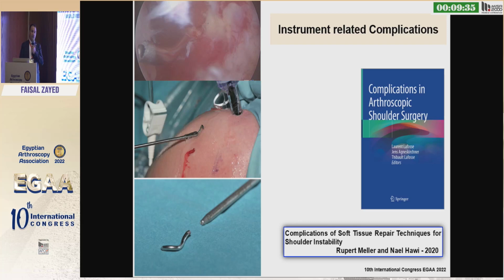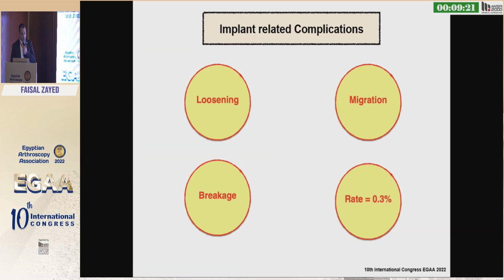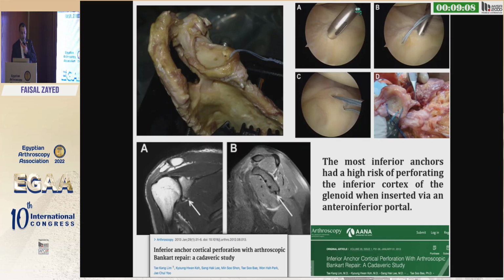There are a lot of instrument-related complications, like in this patient with the broken suture passer instrument in the glenohumeral joint. And also there are a lot of complications related to the implant itself, including loosening, migration, and breakage, and the incidence is about 0.3%.